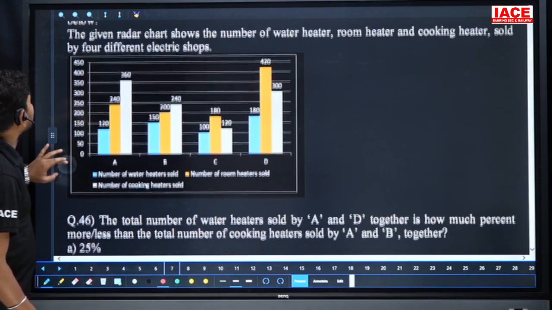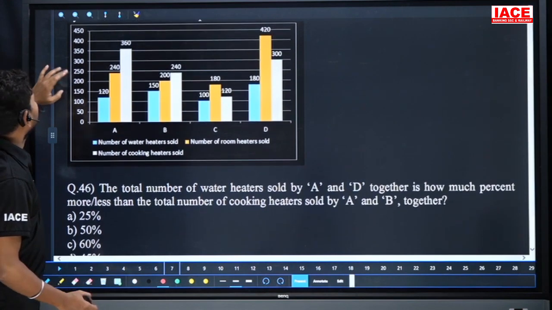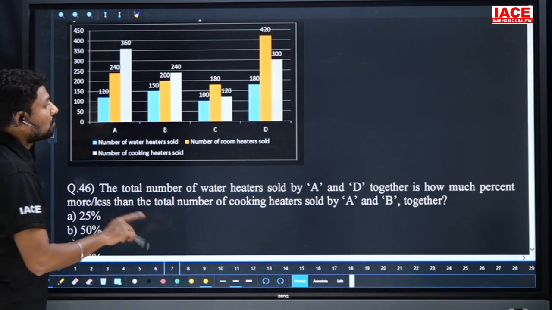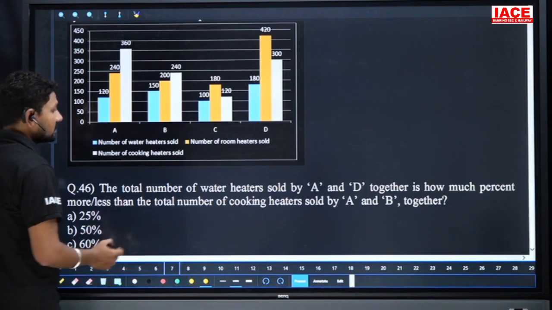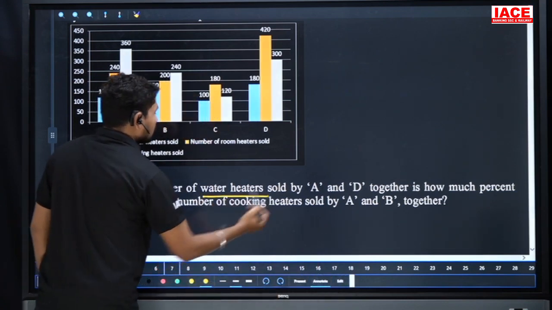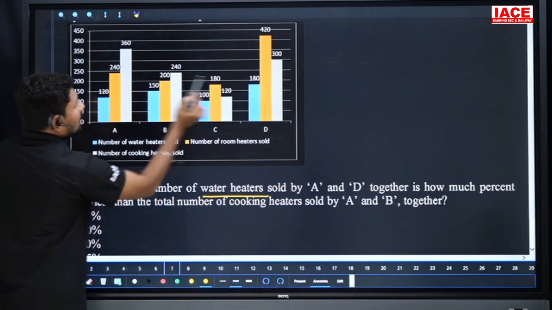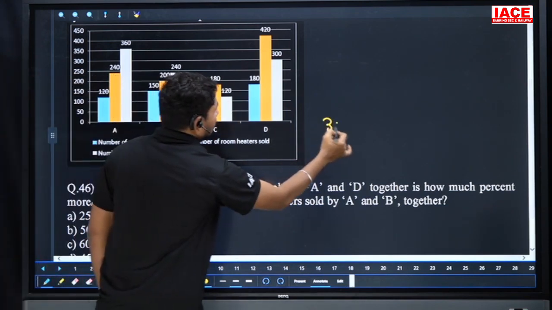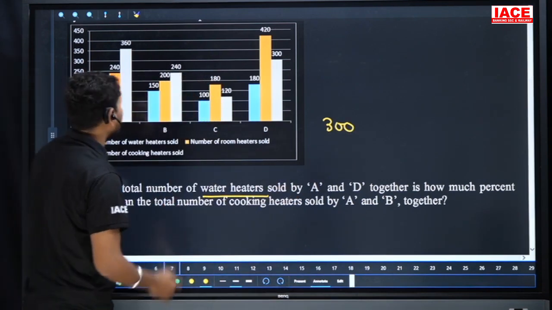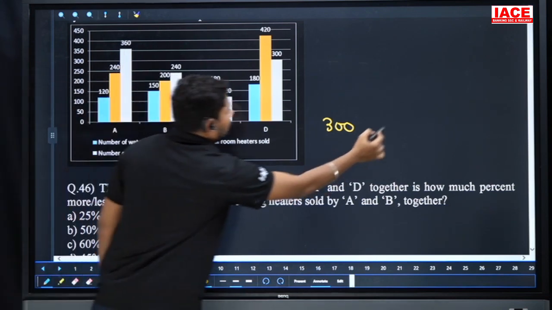Now we can see the numbers also. The question: the total number of water heaters sold by A and D together. Water heaters means the first one. Water heaters sold by A is 120 and D is 180, which is 300. This is how much percentage more or less than the total number of cooking heaters sold by A and B? Cooking heaters means the third one, 360 and 240, which is 600.